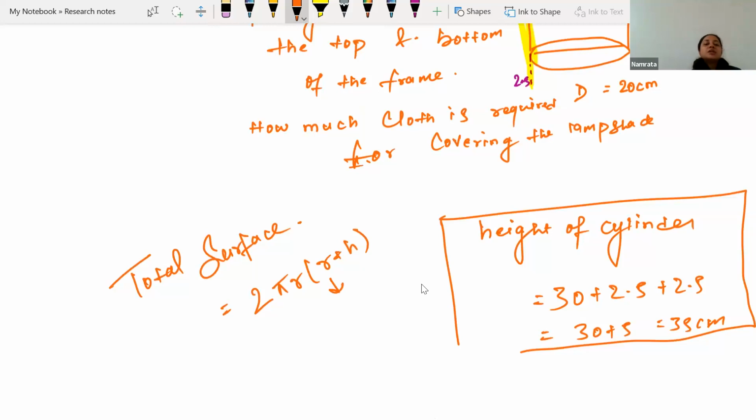R we already know since diameter is given, but h is also given. That height we are not going to use over here. We are going to use this height over here because of the margin required. Since we want to cover the total cylindrical part, hence we have to find the total surface area. We don't only want to cover the curved surface area, we also want to cover the top part and the bottom part. That's why we are talking about the total surface area of the cylinder. Clear? Is it clear?